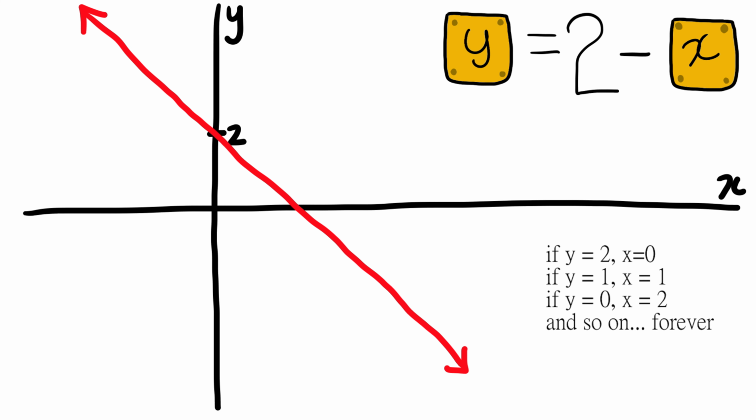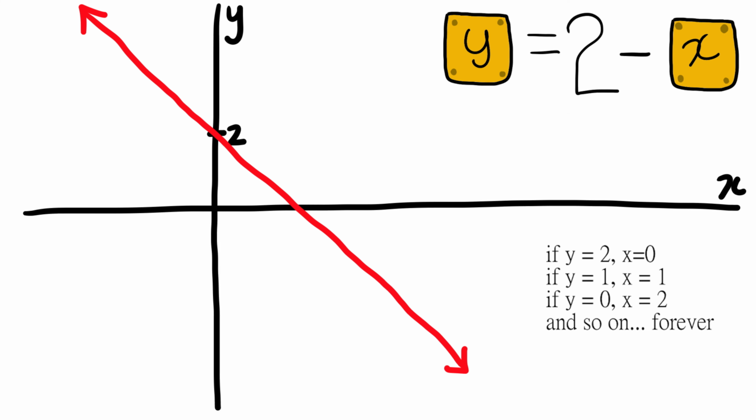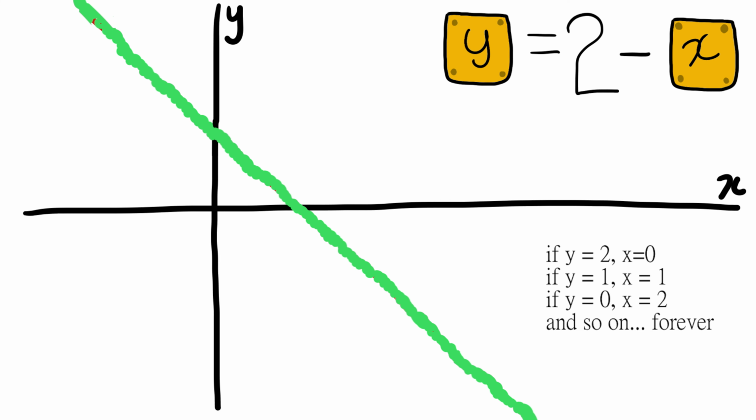Let's think of this graph-wise. The line pointing up and down represents y values, and the line pointing sideways represents x values. That is the basics of a graph. So if we were to graph the function y equals 2 minus x, it would look something like this. Like mentioned before, if y is 2, x is 0, if y is 1, x is 1, if y is 0, x is 2, and so on forever.